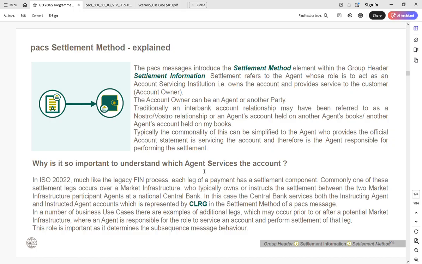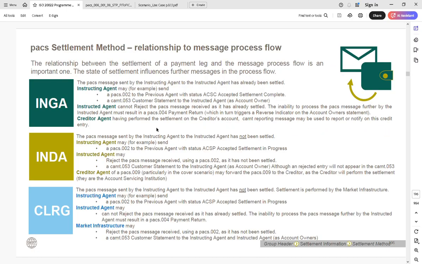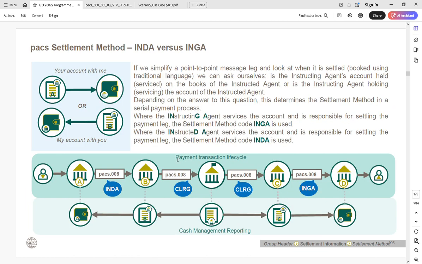Why is it not important? Understand which agent the account references. Clearing, CLRG. Anyways, clearing is not in our scope, so we will not concentrate on clearing now. Okay, this is the customer. Directly we will jump to this. This is very important, but before that, we will see this now. How is this clearing, INDA and INGA versus.